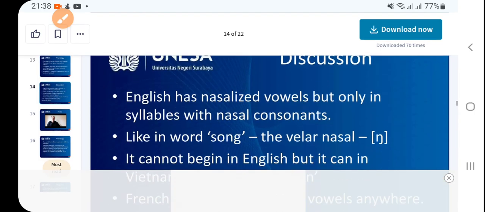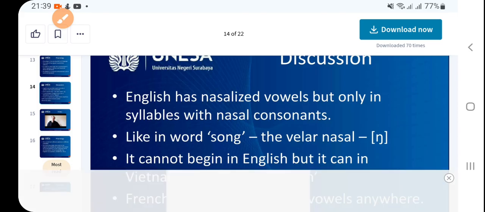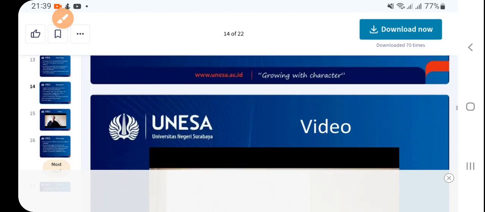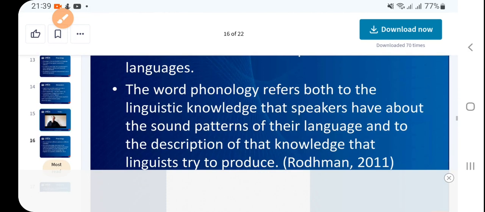Okay, now discussion. English has nasalized vowels but only in syllables with a nasal consonant. For example, song, the velar nasal, right? It cannot begin a word in English, but it can in Vietnamese, such as that. Sorry, I'm not familiar with it, so I cannot read it. So that is a little bit of knowledge about this.